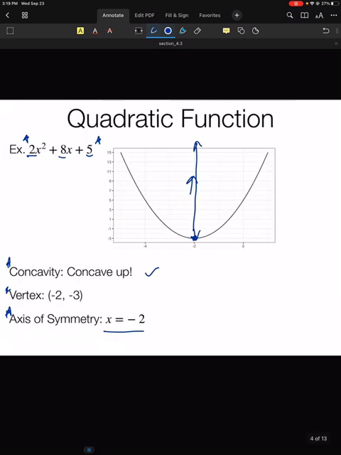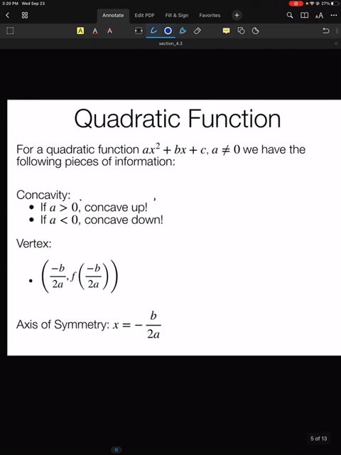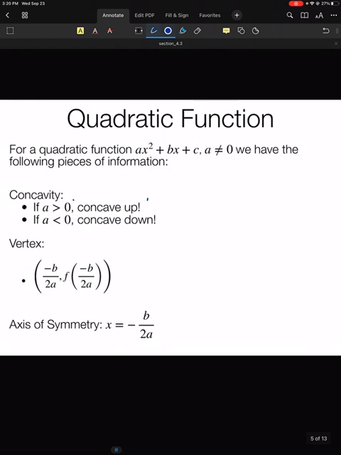So if we look back here, -b over 2a is -8 over 2 times 2, which is 4, so we get that -b over 2a is -2, which makes sense, because here's -2, the x-coordinate of the vertex. We can substitute -2 into the equation, and what you're going to get out is -3. That's how we found that vertex. And then last is the axis of symmetry, which is the same as the x-coordinate of the vertex.